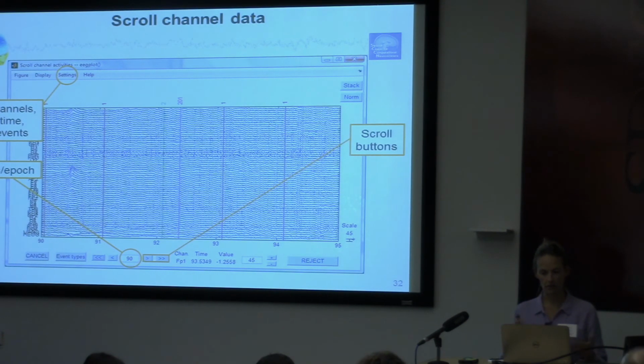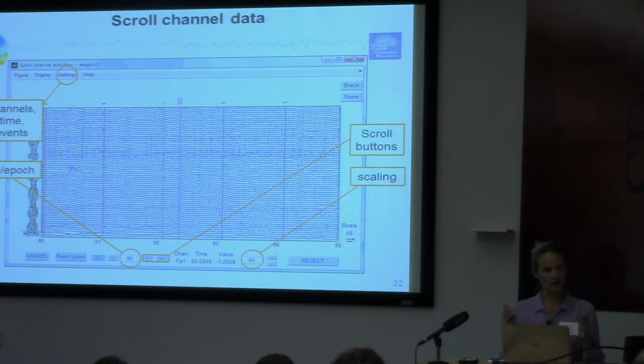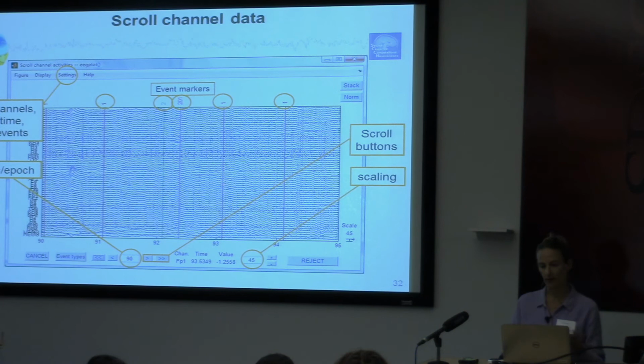These scroll buttons go either by 1 second or 1 epoch, or change the whole page. And then the scaling, again, you can see the data either as very large deviations or very small ones. It's just a visualization. These are event markers, so this is telling you this is event label 1, 2, 202, and 1, and so that can help you understand where you are in the task, what just happened.